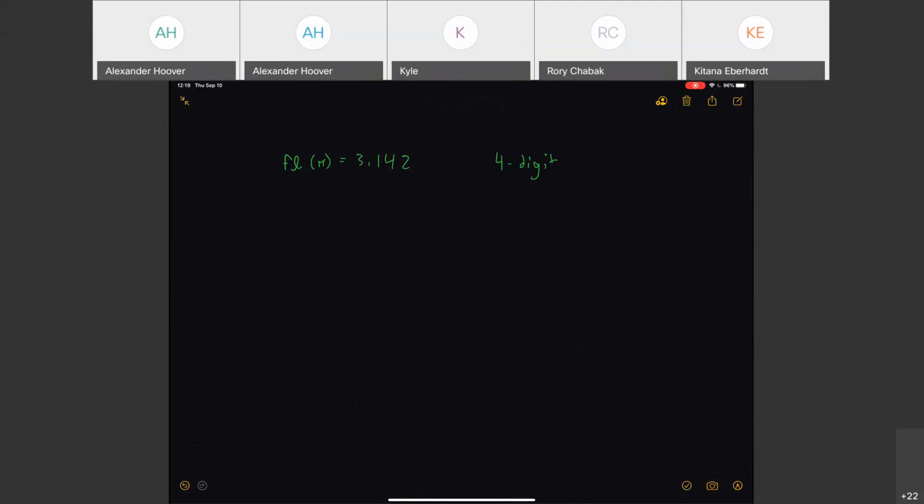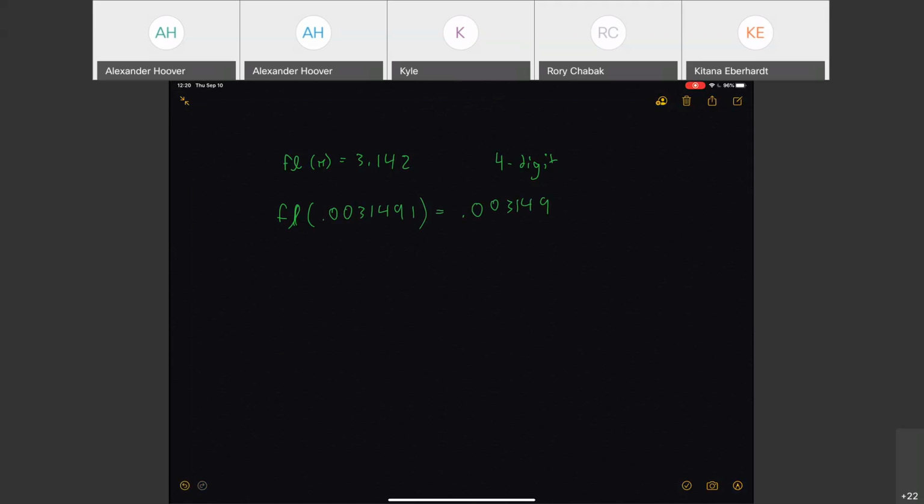So this is a 4-digit representation of pi, and maybe we have something like the floating point representation of 1/3 would be something like 0.003149. Okay.